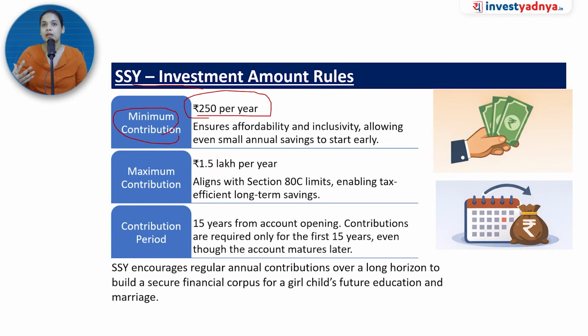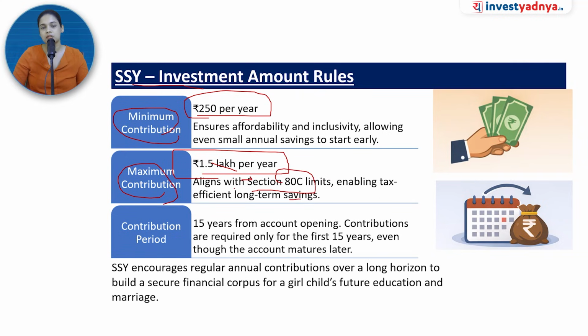The tenure is around 15 years during which the amount can be deposited and contributed. That ensures inclusivity and affordability. Even families with limited income can start saving early for their daughter's future. So it is not about how much you start with, it is whether you stay consistent and how early you started. What is the maximum contribution? It is 1.5 lakh per year, which aligns exactly with the 80C limits.